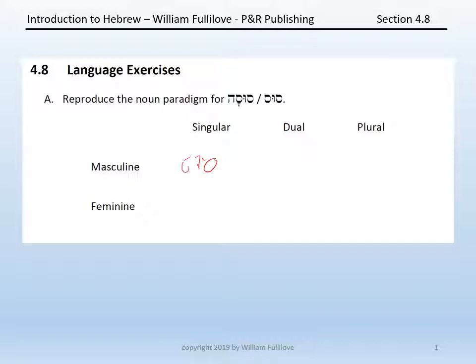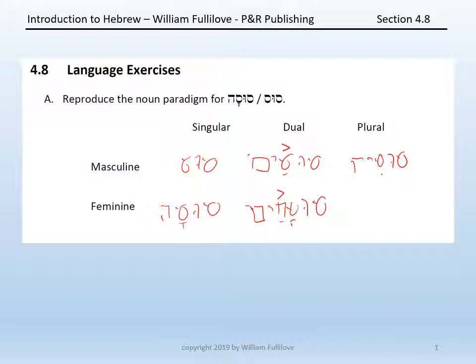Sus, susa. Then for the dual, susayim, and notice that the accent is over the a vowel. Susatayim. Again, not with a final accent. And then in the plural, susim, and then susot.